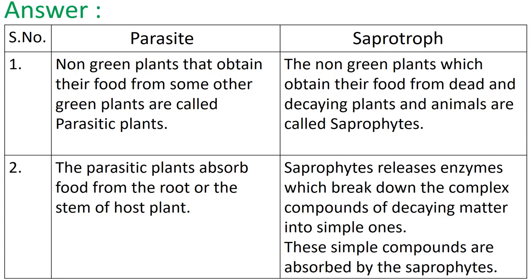Point number 2. The parasitic plants absorb food from the root or the stem of the host plant. On the other side, saprophytes release enzymes which break down the complex compounds of decaying matter into simple ones. These simple compounds are absorbed by the saprophytes.